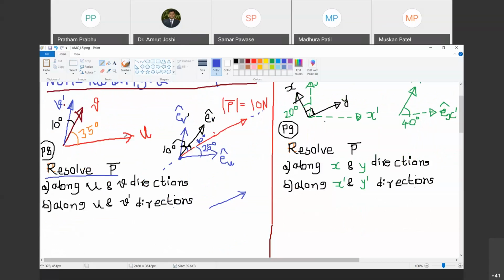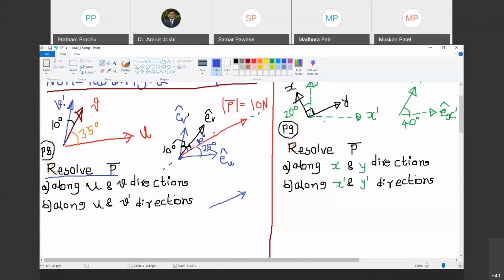We need to find out P bar along the given directions. That is understood by the statement. We have to resolve P bar along U and V directions. But what do you exactly mean by resolution in terms of mathematics? Any insight on that? Yes, just give me 2 minutes.